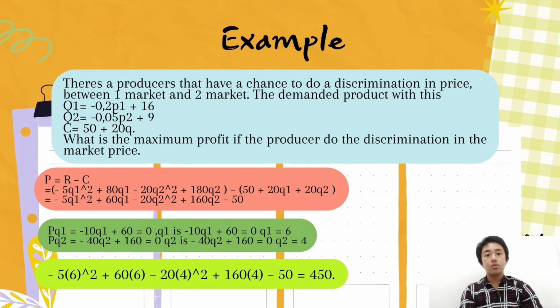Next, we're going to do a partial derivative because we need to find both Q1 and Q2. So first we're going to focus on the partial derivative with respect to Q1. That is negative 10Q1 plus 60 equals 0.